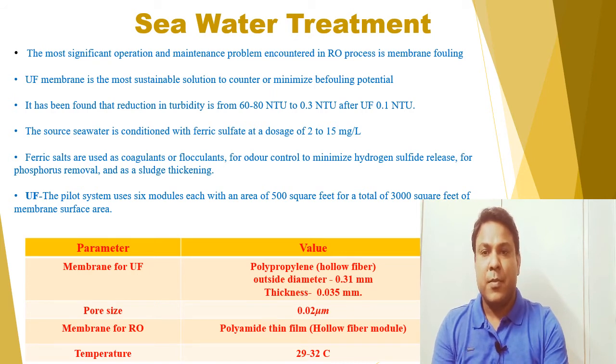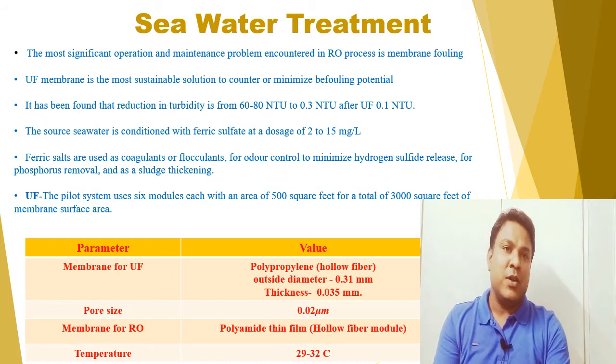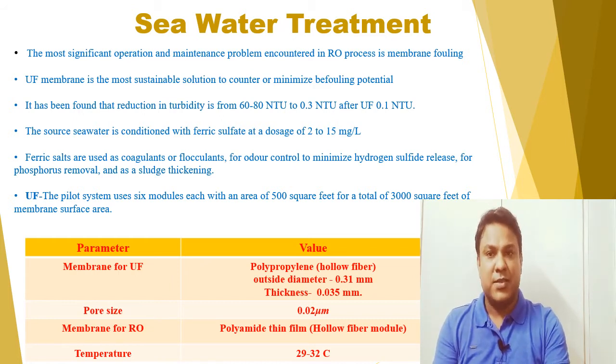The source seawater is conditioned with ferric sulfate at a dosage of 2 to 5 mg per liter. Ferric sulfate is basically used as a coagulant or flocculant for odor control, to minimize hydrogen sulfide release, which is a major component of the seawater, for phosphorus removal and for sludge thickening.